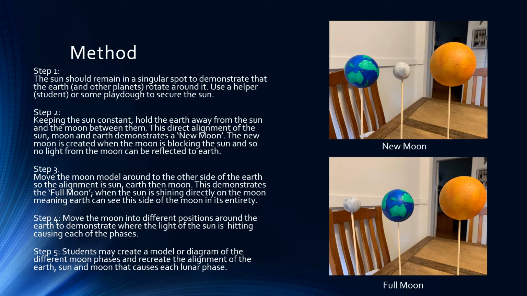Next, I created the full moon alignment by putting the Earth in between the sun and moon. The full moon is created when the sun is shining directly onto the moon, which allows us on Earth to see the moon in its entirety. Next, the alignment should keep being changed to resemble how each lunar phase is created. I also noted here step 5 of the option for students to create a model or diagram of the different moon phases.